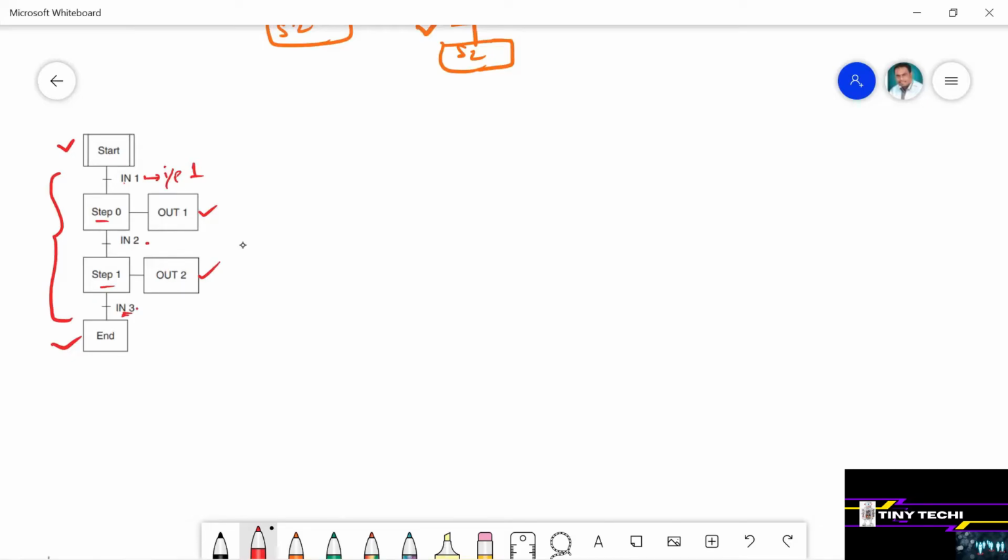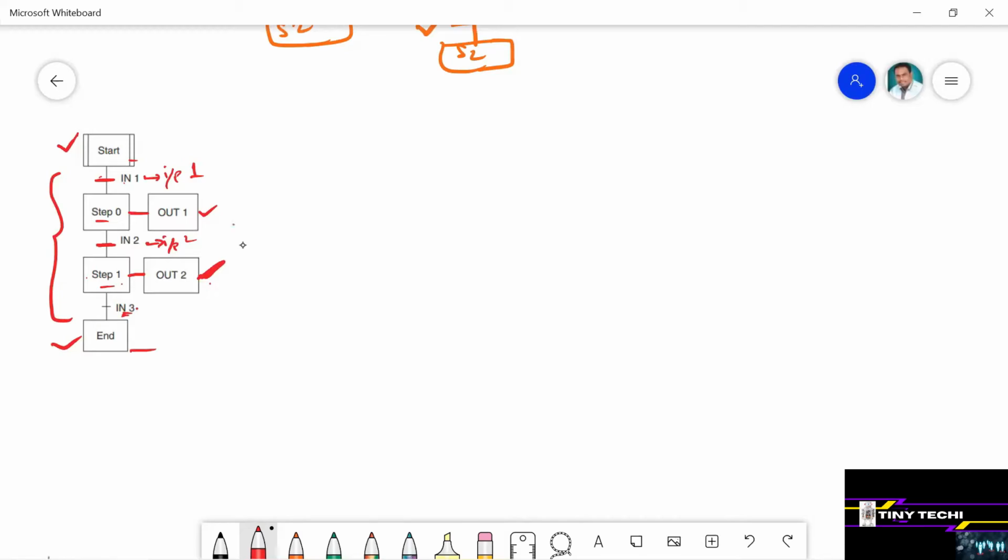Output will be on. In the second case, in step 1, when step 1 has to be realized, when step 1 is realized, it is because output 1 has occurred. So when step 1 is realized and input 2 is triggered, that means when output 1 is done, step 1 is realized, and the transfer condition goes to input 2. When step 1 is realized, output 2 occurs. Enable output 2.